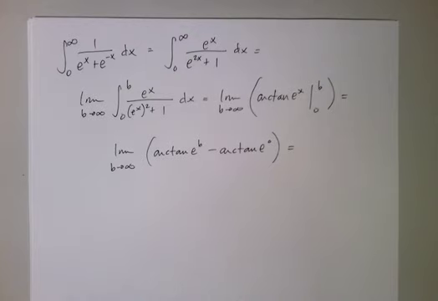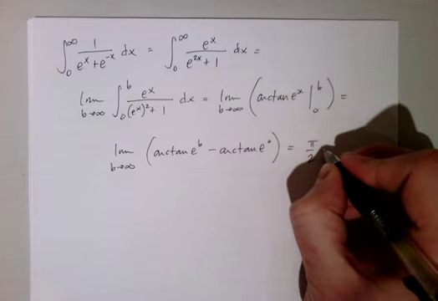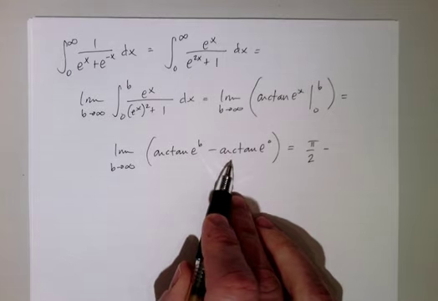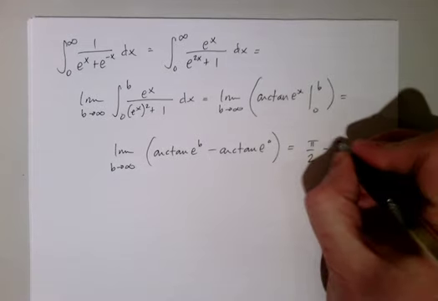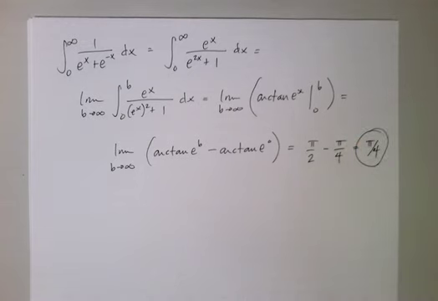Well, arctan e to the b is going to be arctan e to the infinity. As b approaches infinity, e to the b approaches infinity, and arctan approaches what? It approaches its asymptote at pi over 2. So this is pi over 2, and of course this right here is what? Arctan of 1. Well, arctan of 1 is pi over 4, so your area is pi over 4, convergent.